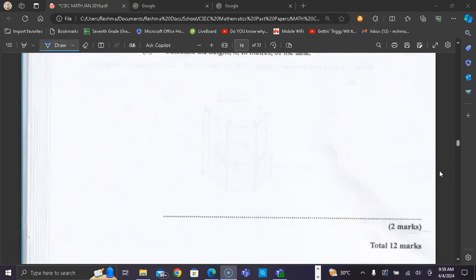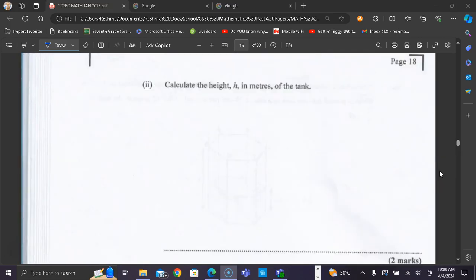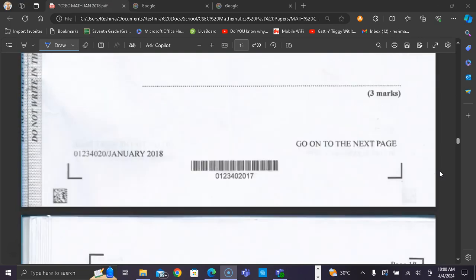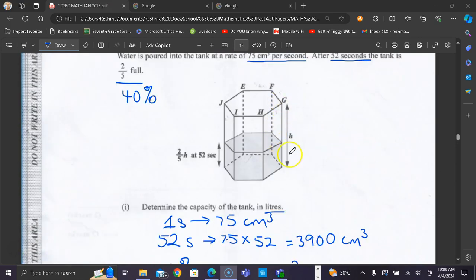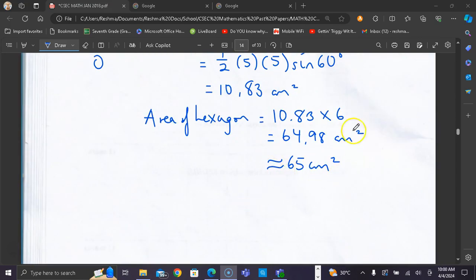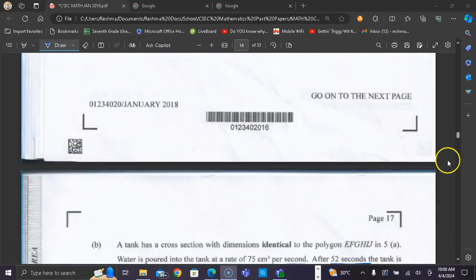So part 2 for 2 marks says calculate the height h in meters of the tank. So this is where we need to use the area of the hexagon. Okay, so the height h of the tank is this distance here. So remember, we already have the area of the cross section of the tank, which is the area of the hexagon at the base of the tank, which is from part A, 65 square centimeters.